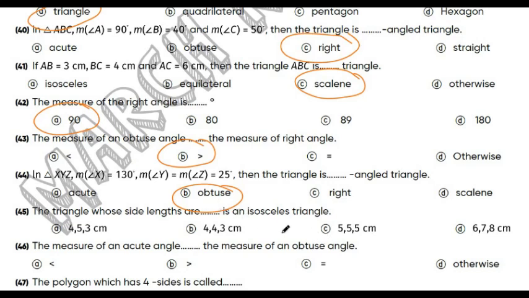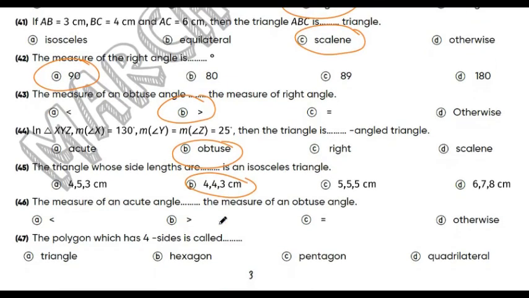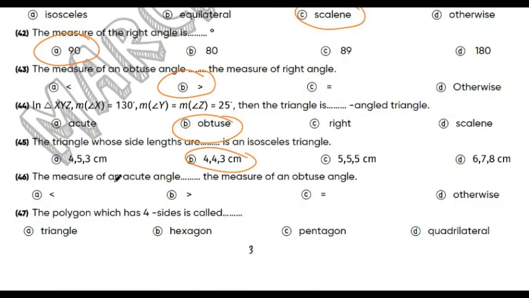The triangle whose side lengths are, which one is an isosceles triangle? An isosceles triangle has 2 equal sides, so it is clear that here we have 2 sides of 4 and 1 side which is equal to 3. The measure of an acute angle compared to the measure of an obtuse angle: obtuse is always greater than acute, so the acute is less than obtuse.